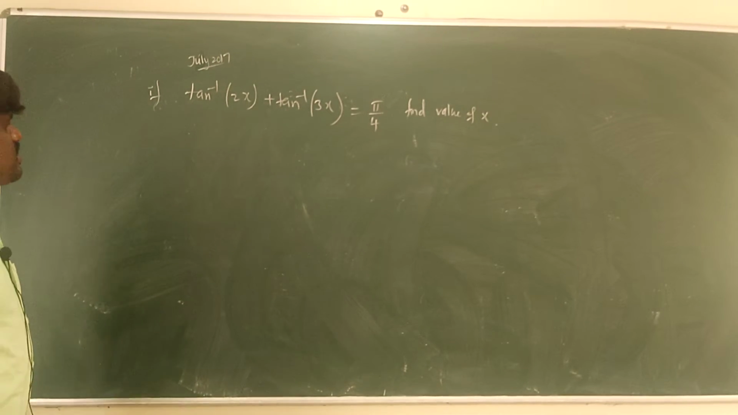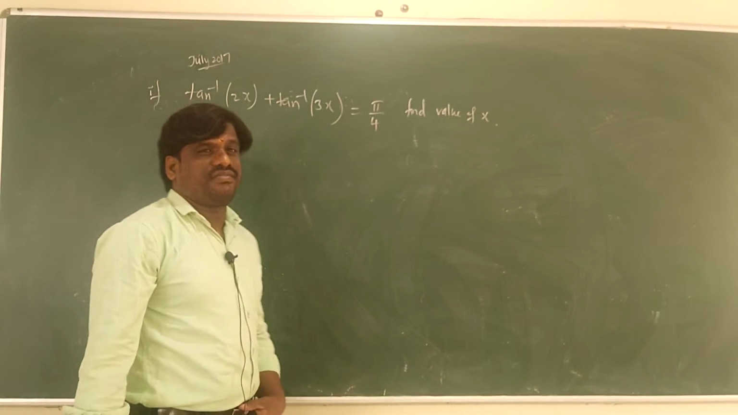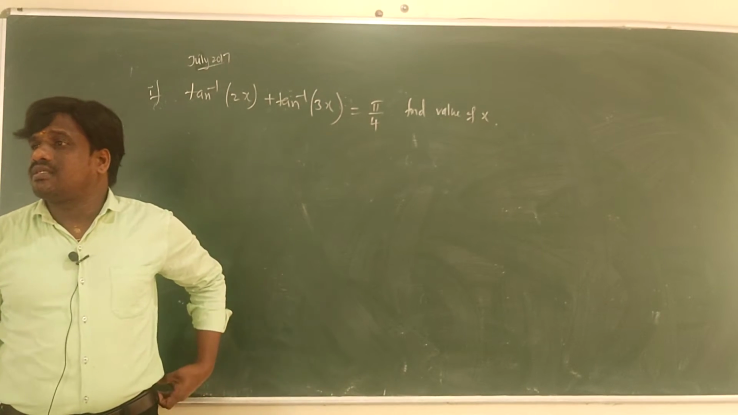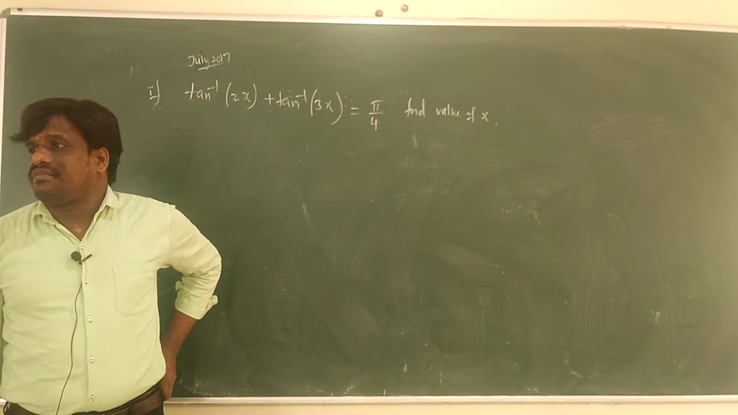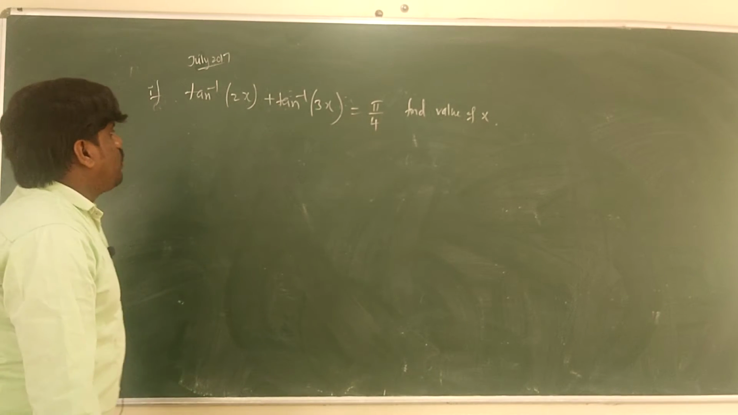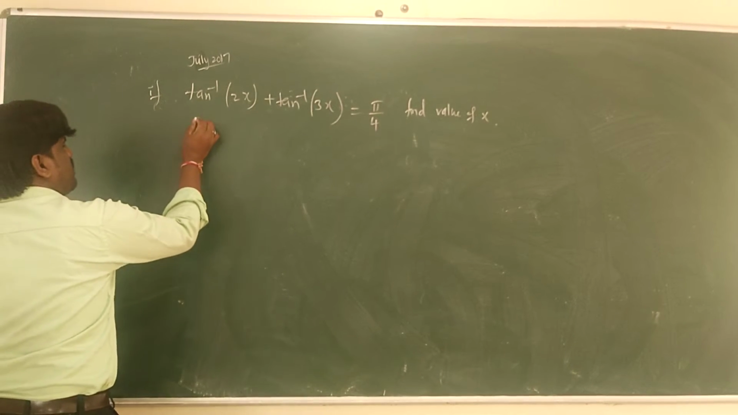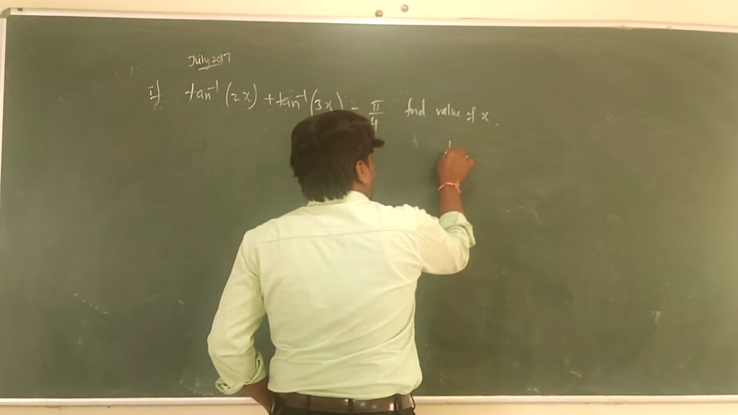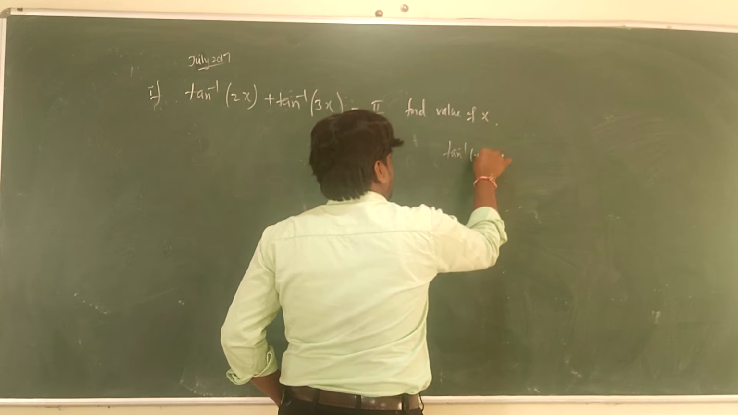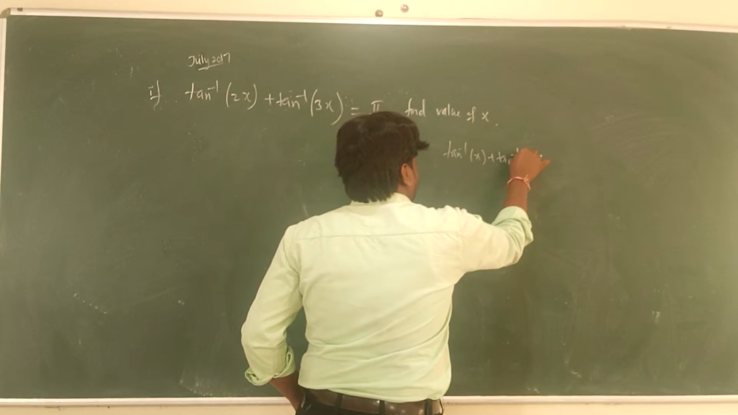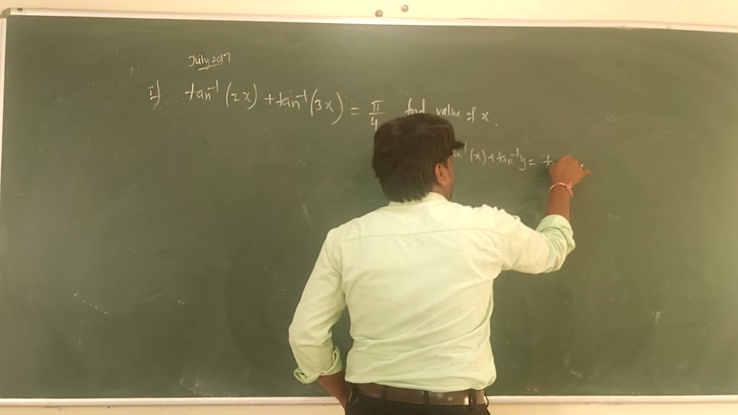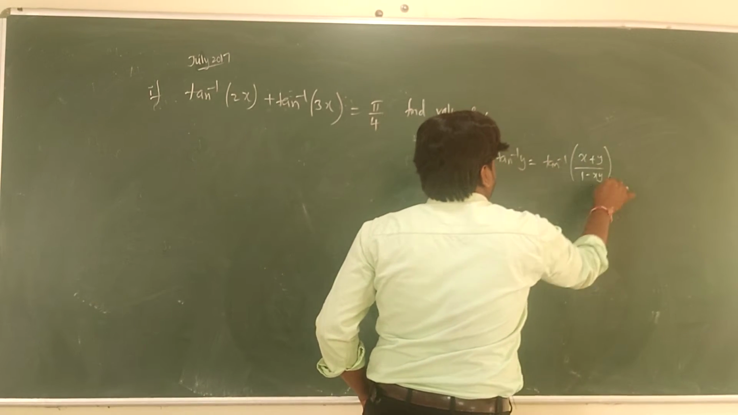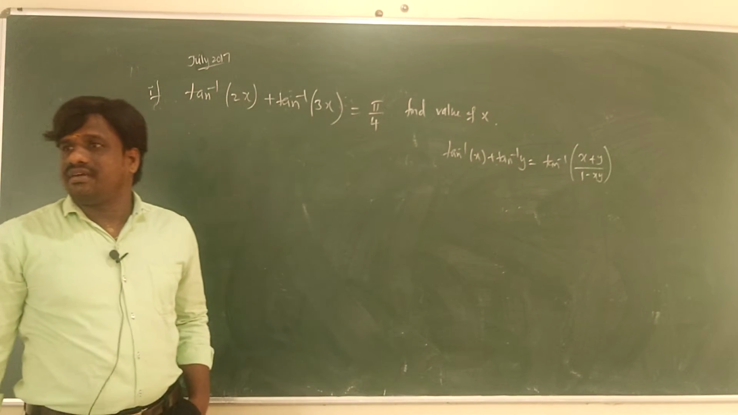tan inverse 2x plus tan inverse 3x is equal to 5 by 4. Find the value of x. This is HSC board class 12th, inverse trigonometry. Now you know that there is a formula: tan inverse x plus tan inverse y is equal to tan inverse of (x plus y) upon (1 minus xy). This is the formula we have.